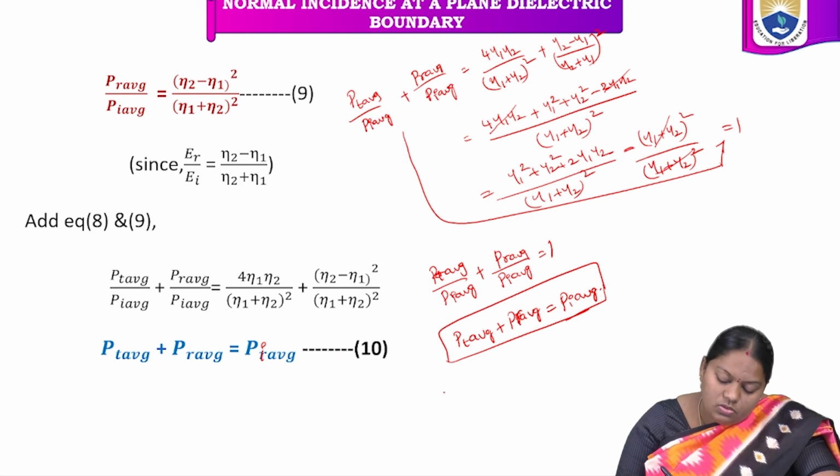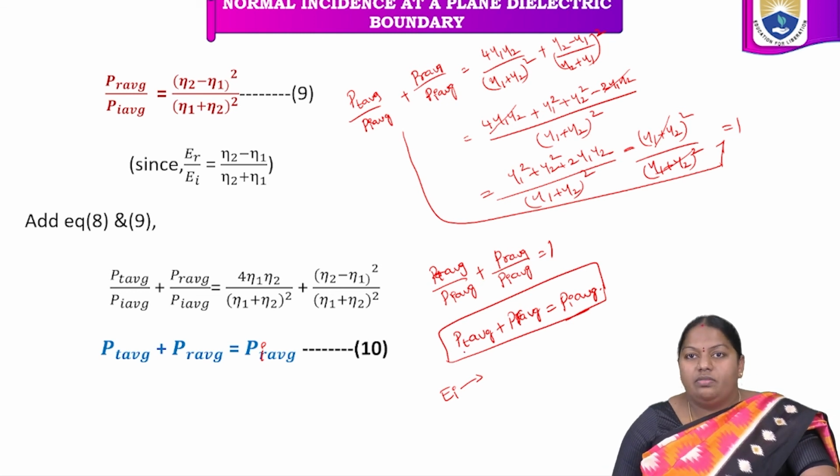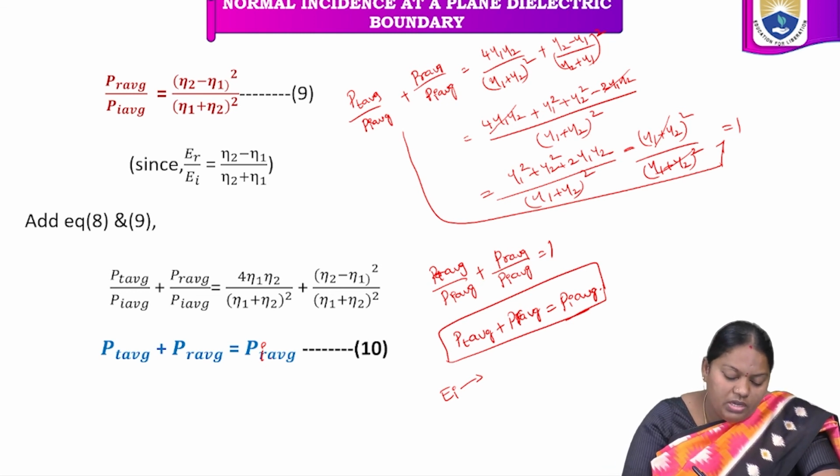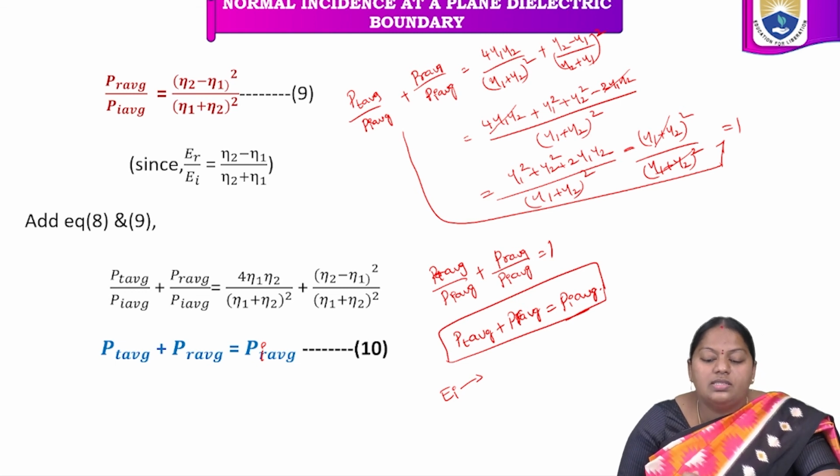So initially we have assumed that when the incident wave interfaces or strikes the boundary, part of the wave is reflected back to the same medium and part of the wave is transmitted to the next medium. Hence, the incident wave is a combination of the reflected as well as the transmitted wave. So that we have proved here: PI average equals PT average plus PR average. Right? So this is about the normal incidence at a plane dielectric boundary.